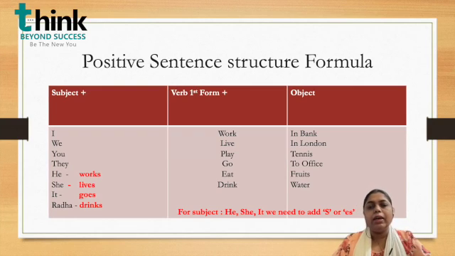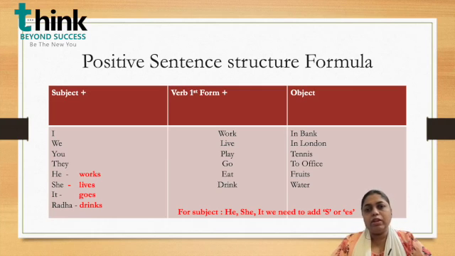Subject plus first form of verb plus object. The object can be any object. One thing to remember when you're preparing a positive statement in simple present tense is: singular subject, singular verb; plural subject, plural verb. This is known as subject verb agreement.